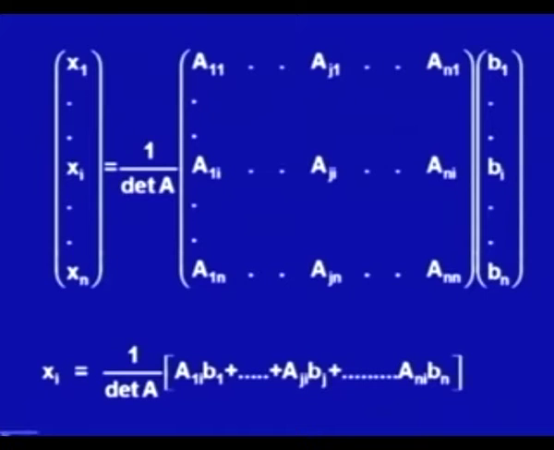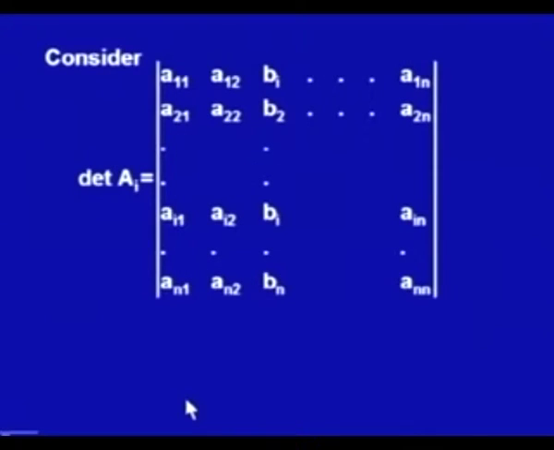To prove the result, I have to show that this is nothing but determinant Ai. So, let me first simplify the determinant Ai. For this purpose, let us consider determinant Ai as this determinant. Now, what is this determinant? It is the determinant of the matrix A with the ith column replaced by the column b, which was there on the right hand side of the equation Ax equal to b. So, this is the column which I have replaced at the ith position. So, this is determinant Ai.